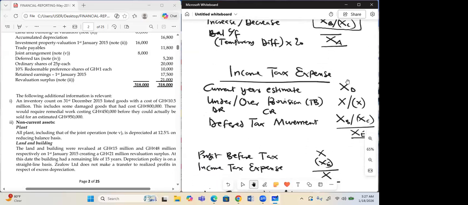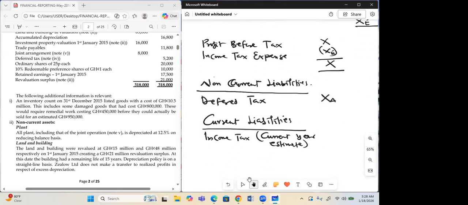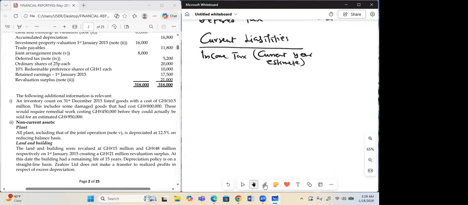XD. Can you see the XD here? Yes. So I'll put it there and come back to the main question. So that XD is what you recognize as a current liability. So now coming back to our main question.